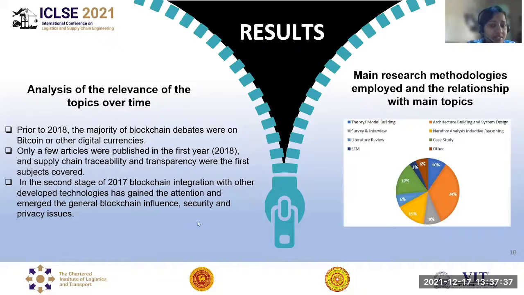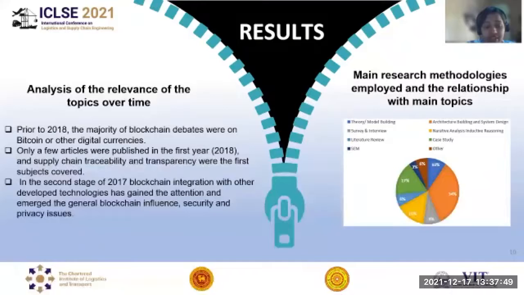So this also shows the results. When we come to the analysis of the relevance of the topics over time, prior to 2018, the majority of blockchain debates were on Bitcoin and digital currencies, and only very few articles were published in the first year, 2018, and supply chain traceability and transparency were the first subjects covered. And in the second stage, blockchain integration with other developed technologies gained attention, and general blockchain influence, security and privacy issues emerged.